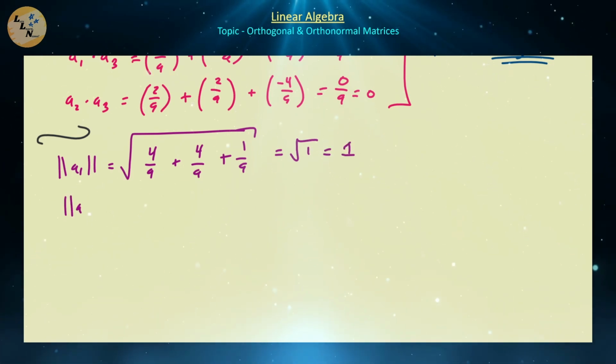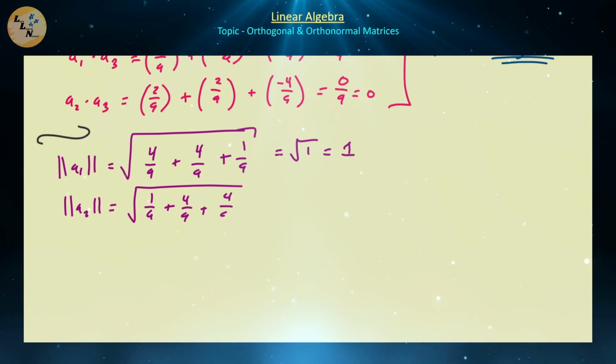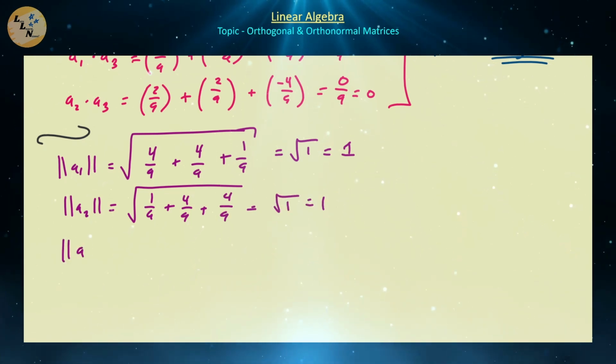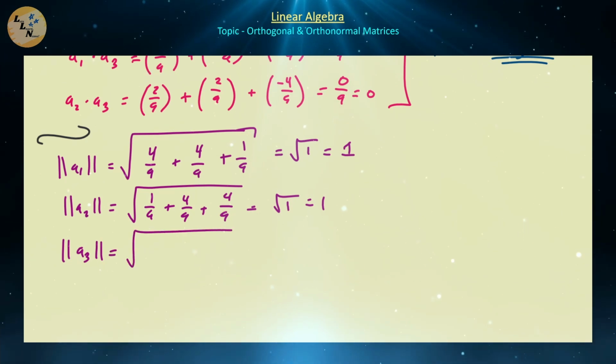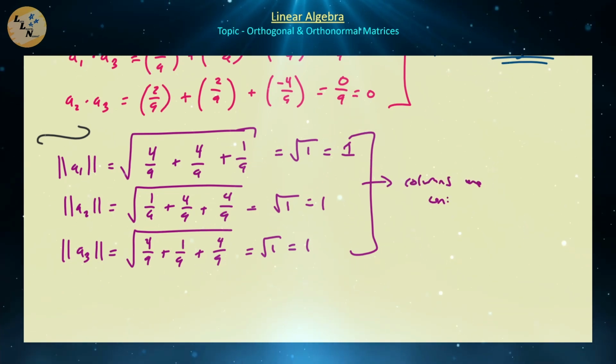If we look at the norm of A2, that's going to be equal to the square root of 1/9 plus 4/9 plus 4/9, which is equal to, again, the square root of 1, which is 1. And the norm of A3 comes out to the square root of 4/9 plus 1/9 plus 4/9, which again is the square root of 1, which is equal to 1. Therefore, the columns are unit vectors.